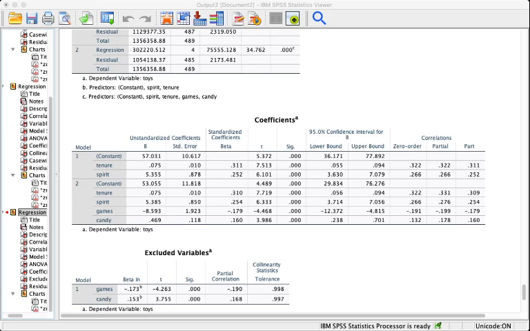Remember, partial and part, those are ways of partialing out other sorts of variance. And so this is how we can say, okay, this is the amount of unique variance added to the model.